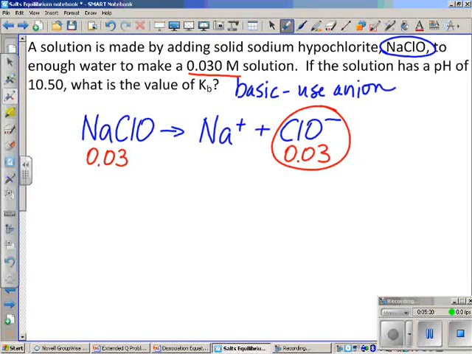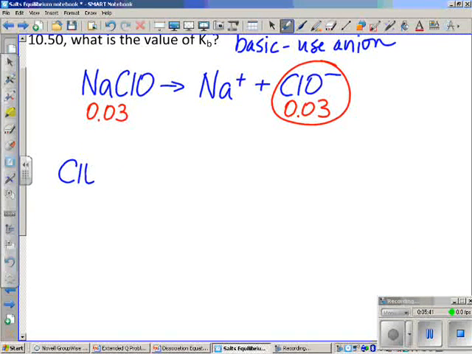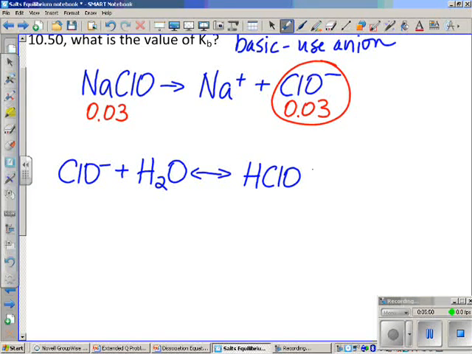By the way, is this one also 0.03? But do we care about Na? Couldn't care less. Okay, that's just going to float around in the solution and do nothing. So now we're going to go ahead and take our anion, which is ClO minus, and we are going to react it with H2O. So you're going to take whichever part was necessary. In this case, because it was basic, we're taking the anion. We react it with H2O. It's going to steal the H plus, making HClO, and then leaving behind OH minus.